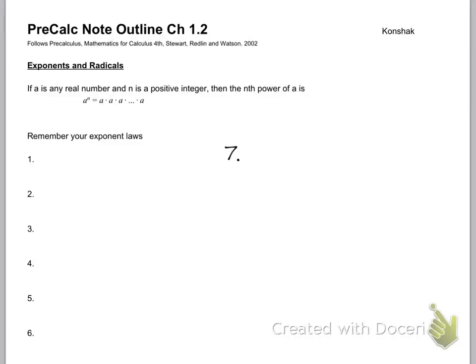Precalc 1.2, exponents and radicals. So, what we have here is, remember, what does it mean to have an exponent? What does it mean when I say a squared, or a to the 5th power, or 2 to the 10th power? What does that mean?